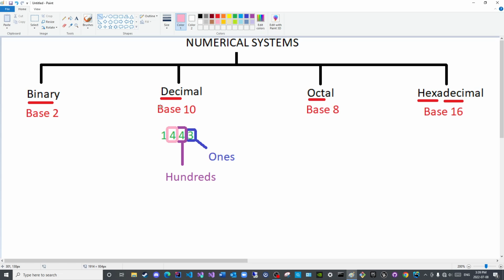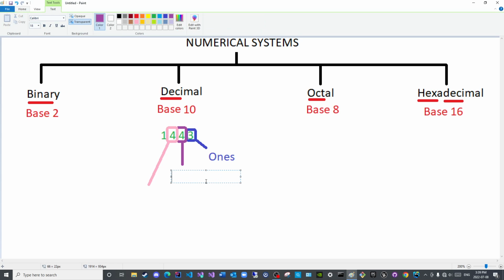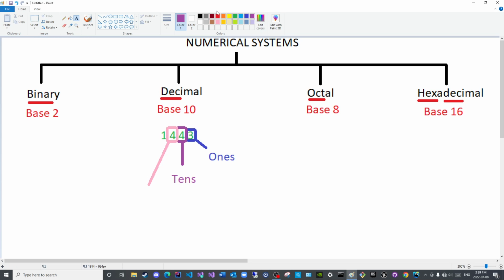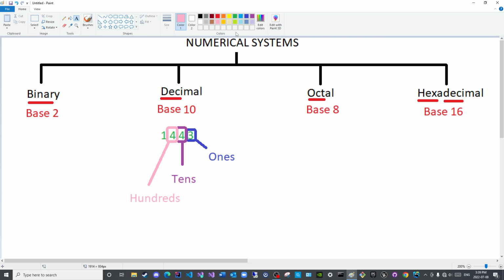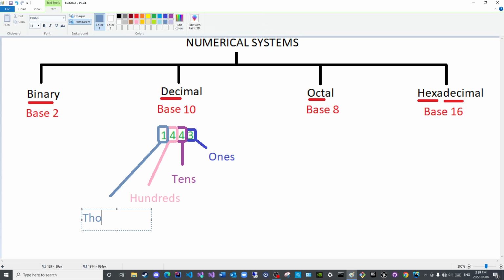That is the difference. This digit is known as, you see I made a mistake here. This is not the hundreds, I apologize. This is the tens digit. This is the location of the tens. This is the location of the hundreds. And finally, this location or this digit is at the location of the thousands, as you can see here.